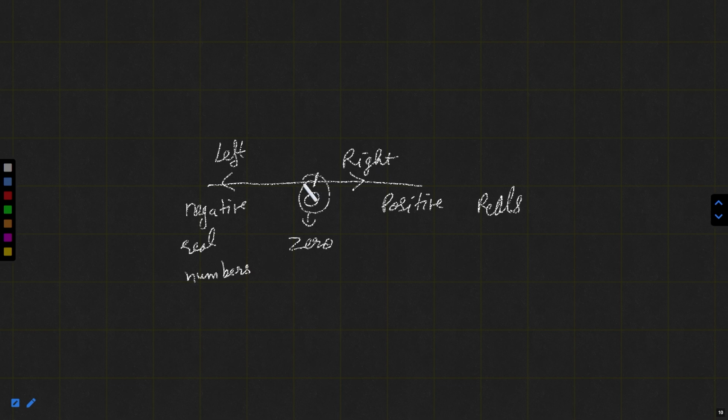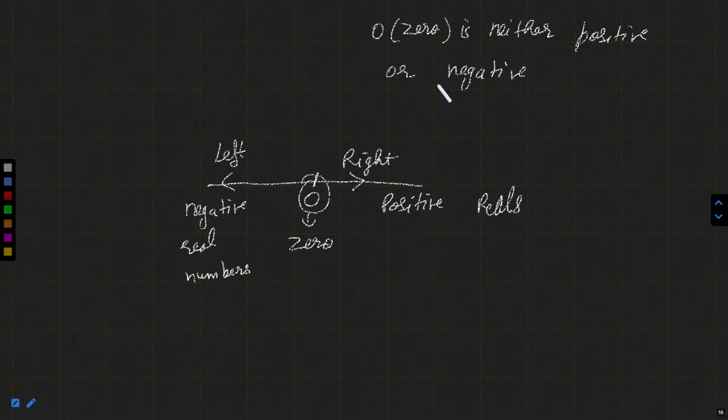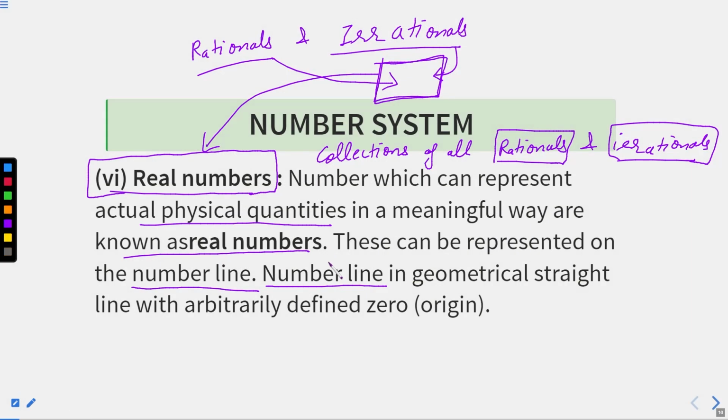And 0 is neither positive or negative. Always remember, 0 is neither considered to be positive or negative. Okay, now jump to our lecture.